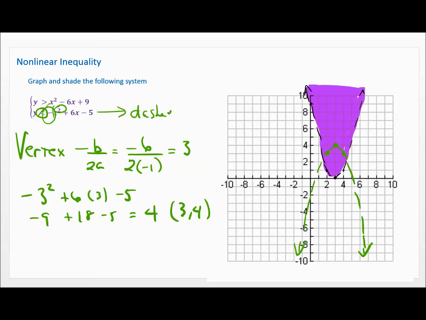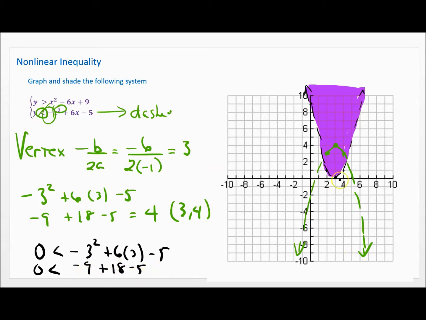Now the next question is, where do I shade? Okay, it says y is less than my parabola. So less than means underneath the curve. Another way to think about that is just plug in a point. For example, (3, 0) is under my curve. I could test (3, 0). So 0 is my y value. Negative 3 squared plus 6 times 3 minus 5. Okay, so that's going to give me negative 9 plus 18 minus 5. And 0 is less than that because that's going to be negative 9 plus 18 is 9 minus 5 is 4. 0 is less than 4.